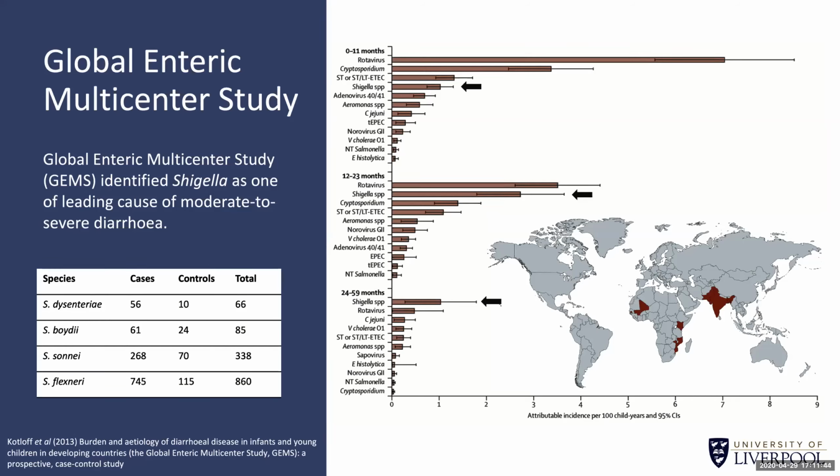And GEMS identified Shigella as among the leading causes of moderate to severe diarrheal disease in children. So in the table shown here are the number of cases and controls for all Shigella species in GEMS. And because GEMS isolates were systematically sampled, these are proportionally representative of disease in the population.